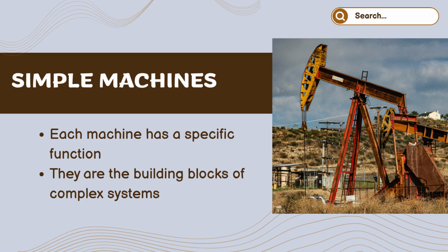In fact, many of the machines we use every day, such as bicycles, cranes, cars, and wind turbines, are made by combining two or more simple machines. Now, let's explore the six types of simple machines and discover how each one makes work easier.